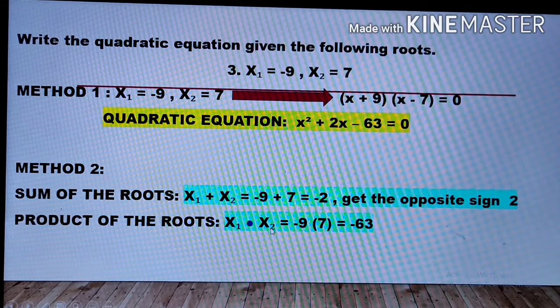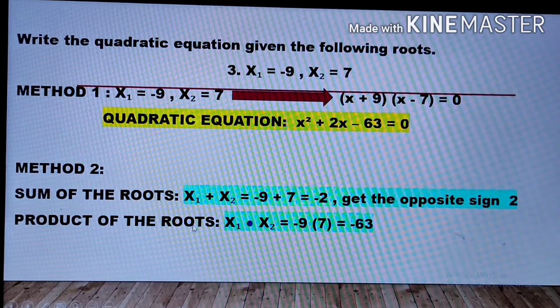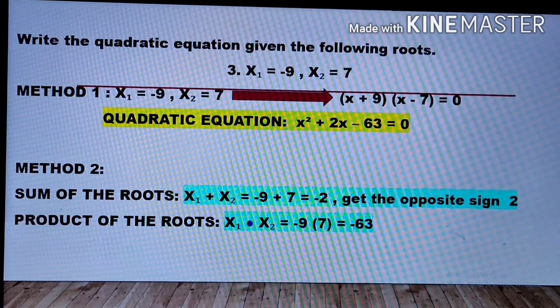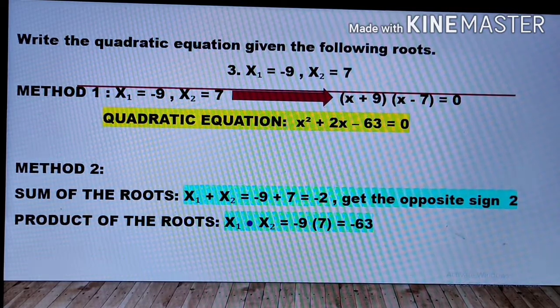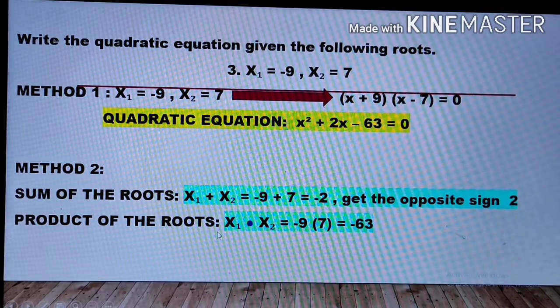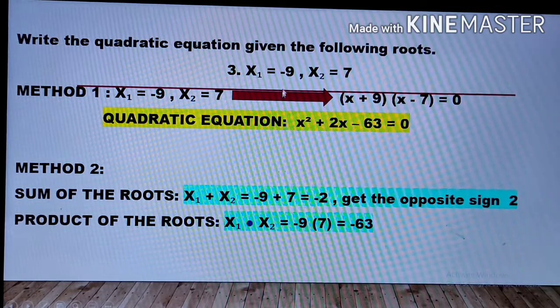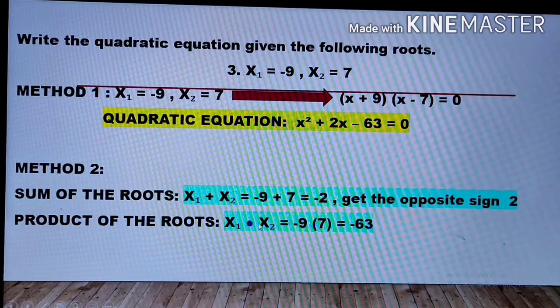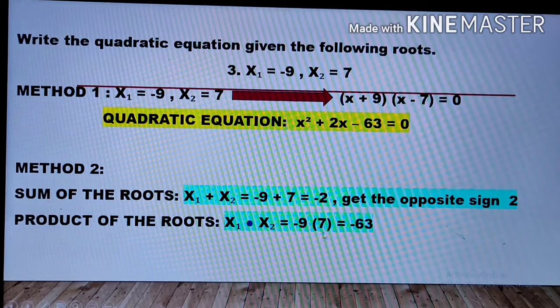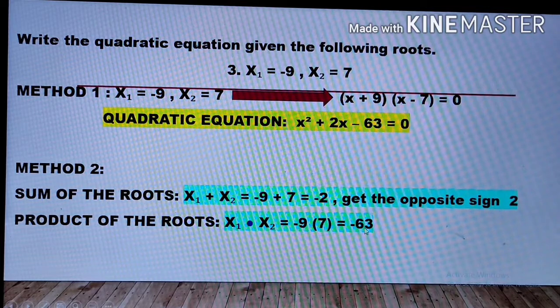Huwag nyo nang kopyahin yung ano ha, di ba sa sum of the roots is meron siyang negative b over a. Huwag nyo nang kopyahin yun, only the x sub 1 plus x sub 2. Then sa product of the roots naman, di ba meron siyang x sub 1 times x sub 2 is equal to c over a. Huwag nyo nang kopyahin yung c over a. Yung x sub 1 lang times x sub 2. So, same lang din, substitute lang the values of x sub 1 and x sub 2. So, x sub 1 is negative 9, di ba? Negative 9 times x sub 2 is 7. So, negative 9 times 7 is equal to negative 63.